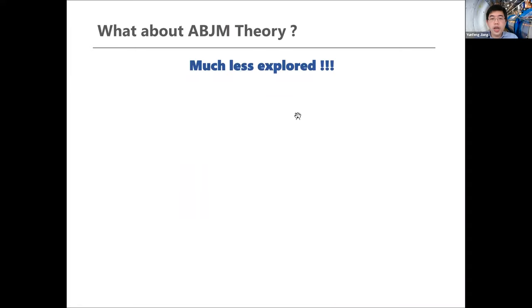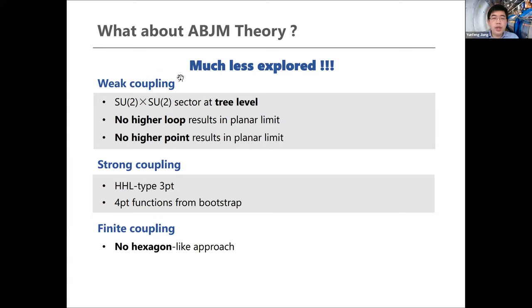Now, moving to ABJM theory, we can ask this question: what about ABJM theory? Because we also want to solve these other examples using integrability in AdS/CFT. When we look at the literature, we realize immediately that this is much less explored. For example, at weak coupling, the only integrability computation that I know is a computation in the SU(2)×SU(2) sector at tree level. We don't have any one-loop or two-loop results in the planar limit, like in N=4, even for small subsectors. And we don't have higher-point correlation functions like the four-point function of chiral operators in N=4 super Yang-Mills theory. So this means we have very limited data at weak coupling.